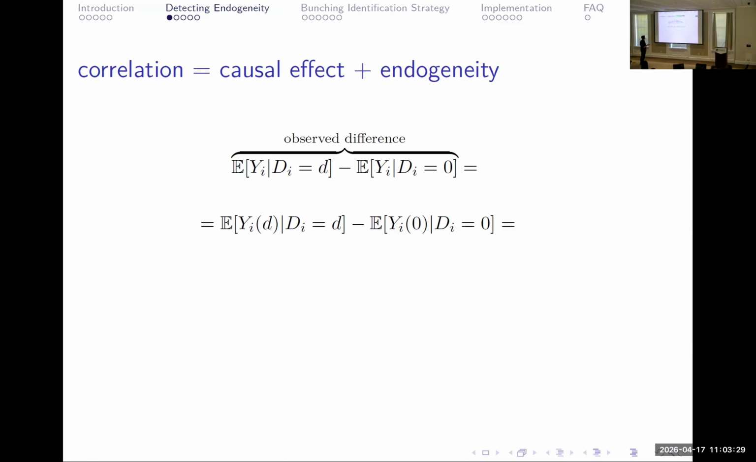And if you use the notation of potential outcomes, this is exactly the potential outcome if that mother were to spend the hours, say 1,000 hours, and this is the potential outcome if that same mother were to spend 0 hours.